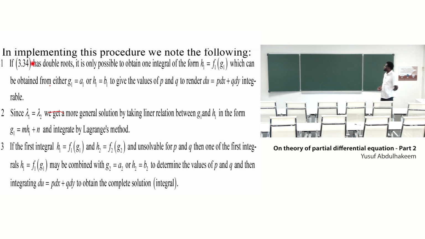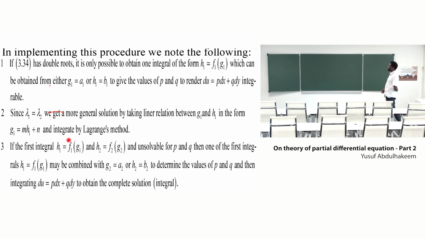conditions. One, if 3.34 has a double root, that is alpha 1 equals alpha 2, it is only possible to obtain one integral from h1, which can be obtained from g1 equals a1 or h1 equals b1 to give the value of p and q to render this integrable. Then since this and this are the same thing, we get a more general solution by taking a linear relation of g1 and h1 in the form g1 equals m h1 plus n. That is, if we have equal roots, and integrate by Lagrange's method.